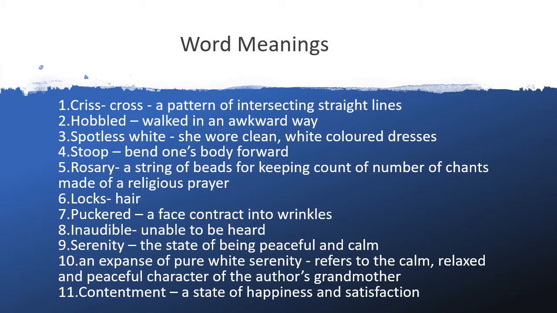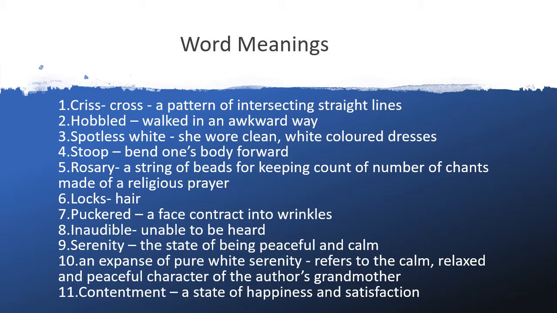Now it is important to note certain meanings. Crisscross: a pattern of intersecting straight lines, meaning wrinkles. Hobbled: walked in an awkward, slow way. Spotless white: the grandmother used to wear clean, white-colored dresses. Stoop: bend one's body forward. Rosary: a string of beads for keeping count of the number of chants of a religious prayer, the string of beads through which you do your prayers and keep track of how much you have chanted. Locks means hair. Puckered: a face contracted into wrinkles. Inaudible: unable to be heard. Serenity: the state of being peaceful and calm. An expanse of pure white serenity refers to the calm, relaxed, and peaceful character of the author's grandmother.